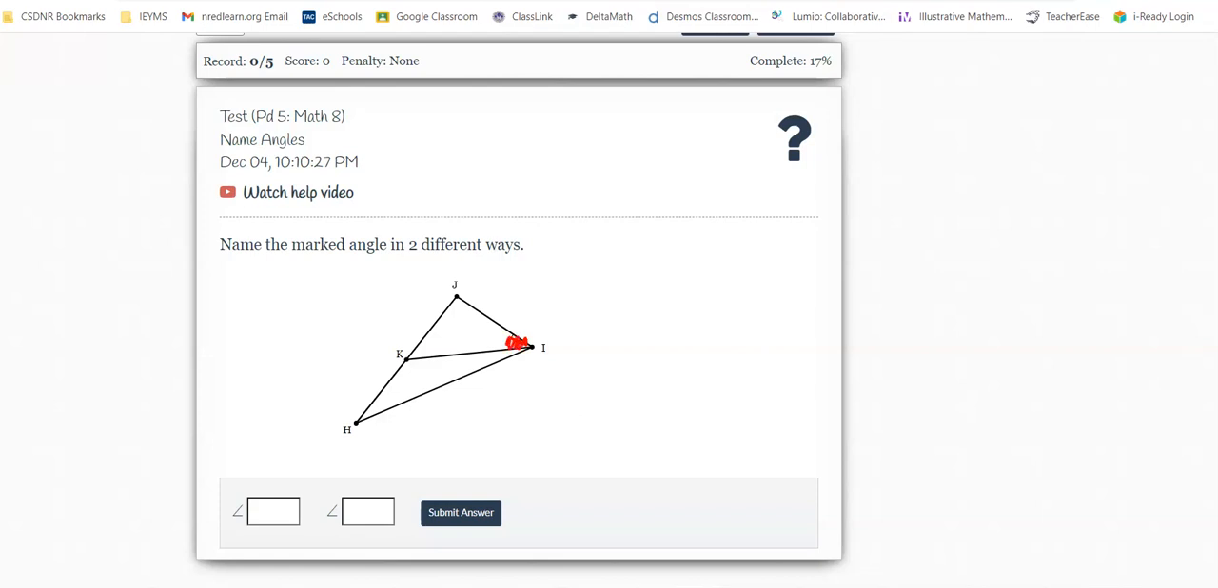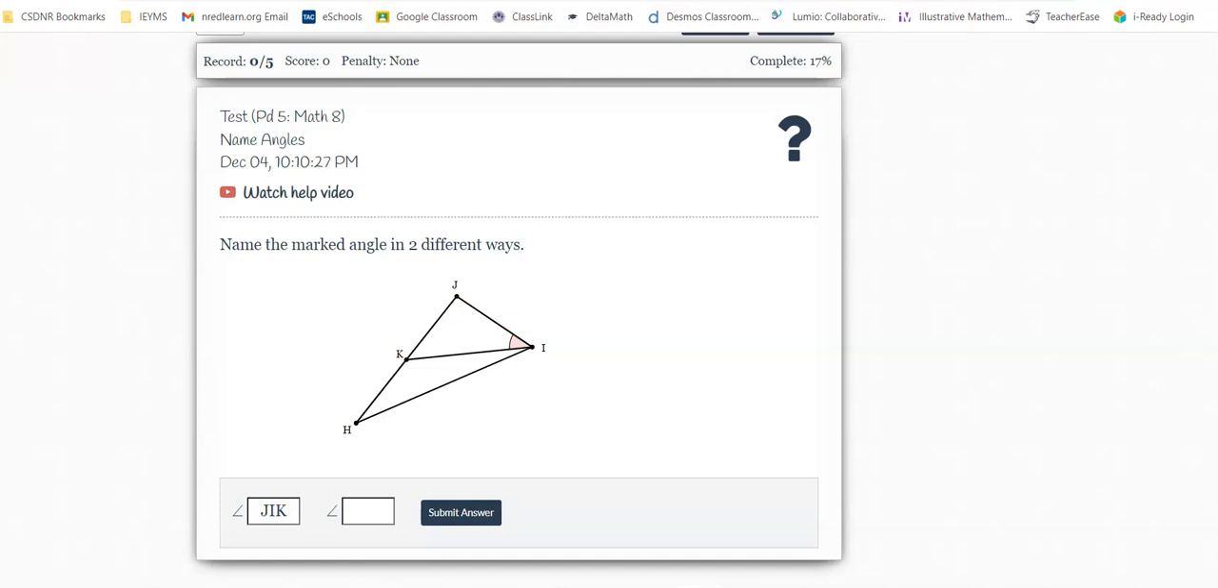So when I trace here, I could call it J, I, K, right? As I'm tracing, I go from J to I to K. So that is one way I can name the angle. J, I, K. Another way that I can name the angle is to go in the reverse order. Starting from K, I can go K to I to J.